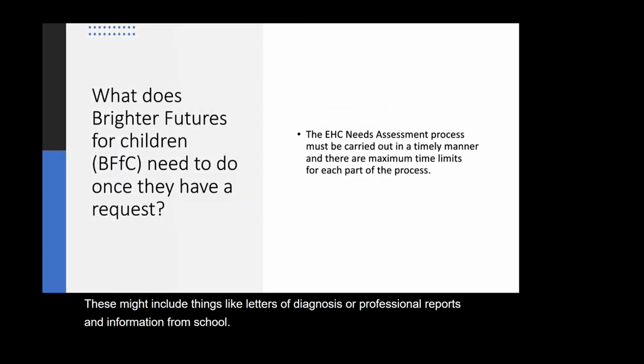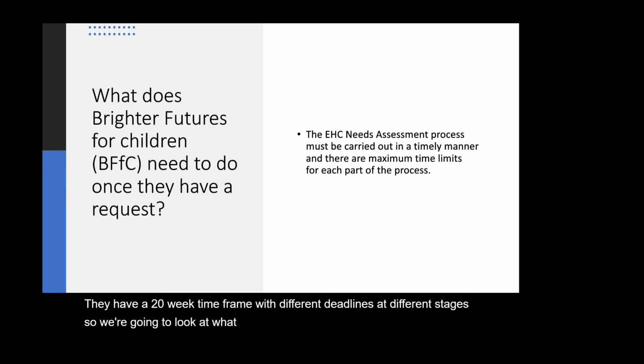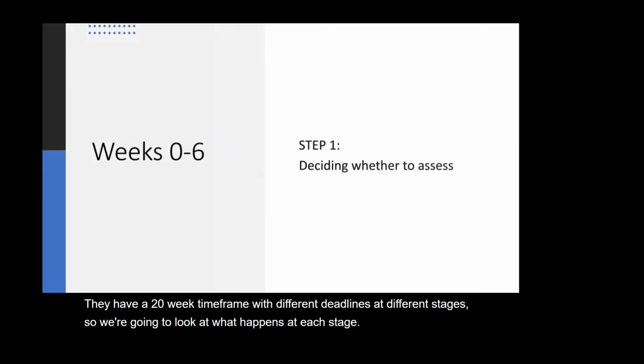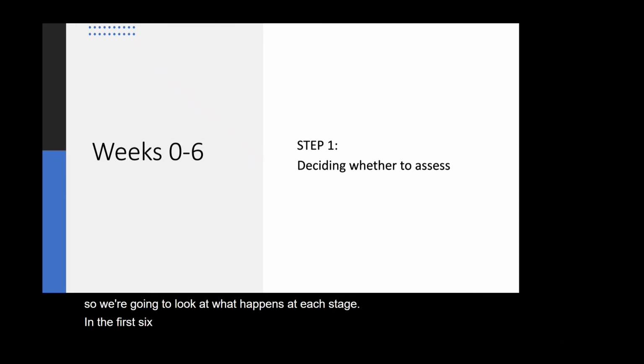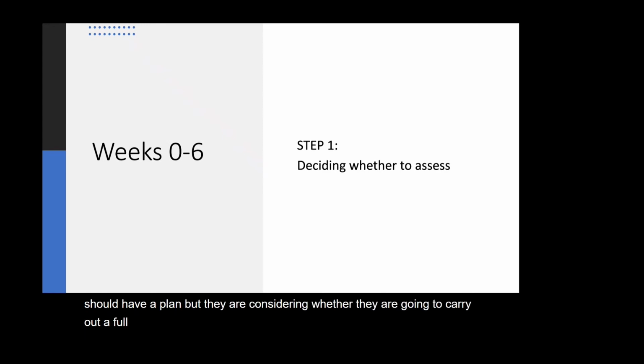What does Brighter Futures for Children need to do once they have a request? Well, they have a 20-week time frame with different deadlines at different stages. So we're going to look at what happens at each stage. In the first 6 weeks, Brighter Futures is not considering whether your child should have a plan, but they are considering whether they are going to carry out a full needs assessment.